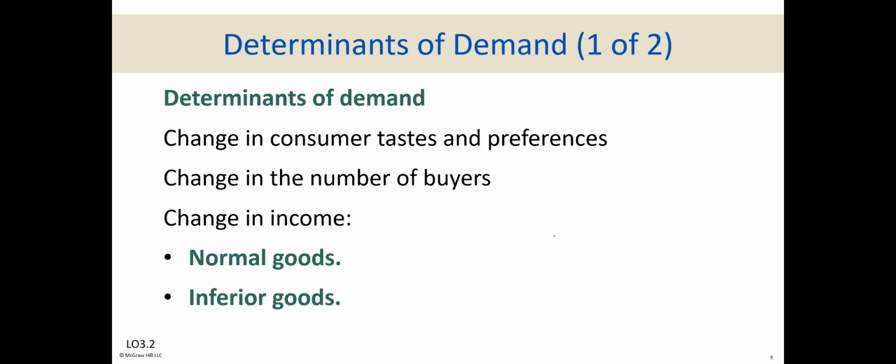And the next one is change in income. Buyers' income may change, but we have two types of good based on consumers' behavior when their income changes. The first one is the normal goods. Normal goods are goods that we buy more as our income increases. Most of the goods that we buy are actually normal goods, and we buy fewer normal goods when our income decreases. Inferior goods, on the other hand, are goods we buy more of as our income decreases, and we buy fewer inferior goods if our income increases.